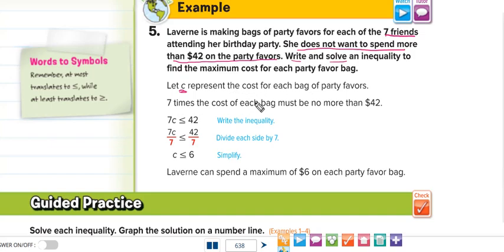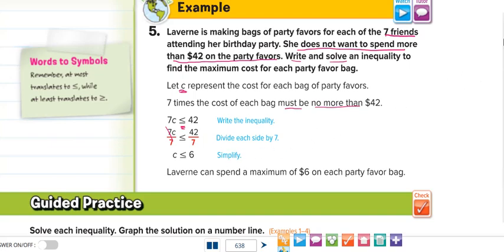7 times the cost of each bag, because we have 7 friends, must be no more than 42, which means 42 or less. That's why we are using the smaller than or equal sign. So 7C is smaller than or equal to 42. Divide by 7 on both sides. The 7 got cancelled, C remains. 42 over 7, you know that over means division, so C will be smaller than or equal to 6.